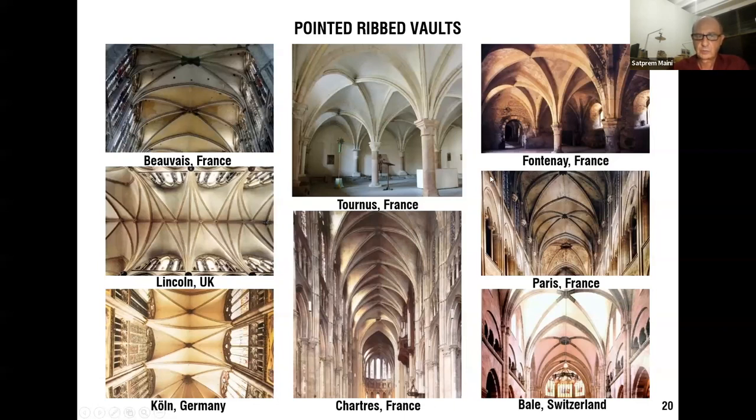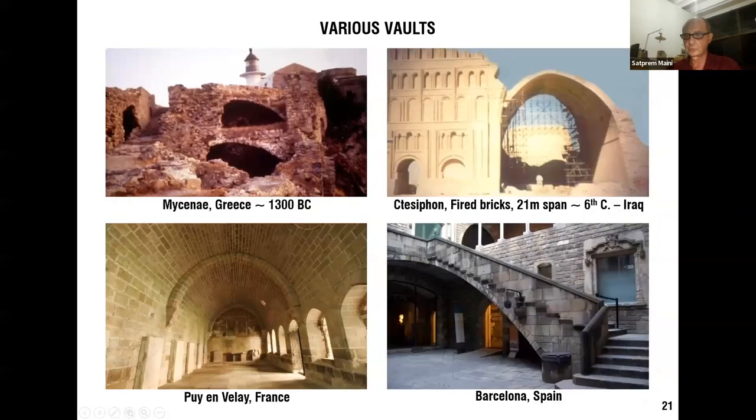And then different types of vaults. Maybe the biggest span in the antique times, this is Ctesiphon in Iraq. I don't know if the vault is still standing today, built in the 6th century with fabrics. You have 21 meters here. It was part of the palace, which was 50 meters long at the time, which partially collapsed. So you have rampant arches here for the staircase.